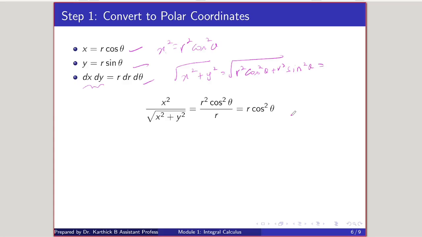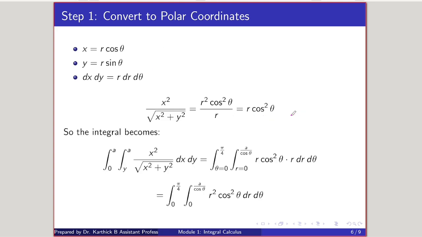Taking r square as common, we get r square times cos square theta plus sin square theta. Here cos square theta plus sin square theta becomes 1. So simply the square root of r square will be r. So the denominator is simply r. So finally the r gets cancelled, and we get r cos square theta. So with this we get a function r cos square theta. So instead of this I am making a substitution as r cos square theta. So we know that dx dy will be r dr d theta.